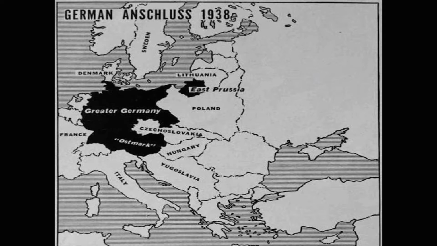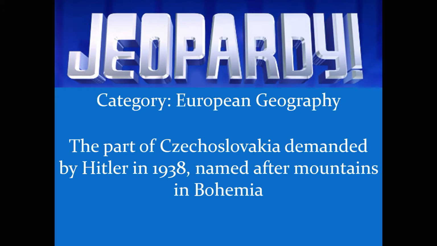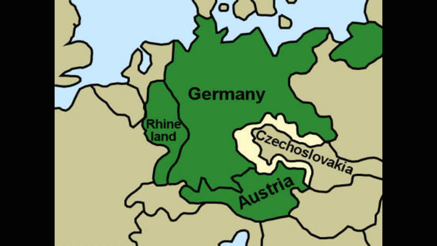Which brings us to our next Jeopardy question. The part of Czechoslovakia demanded by Hitler in 1938, named after mountains in Bohemia. And the answer you should have is, what is the Sudetenland? So the area highlighted here, the part of Czechoslovakia on the periphery of the north, west and south, that was the Sudetenland.